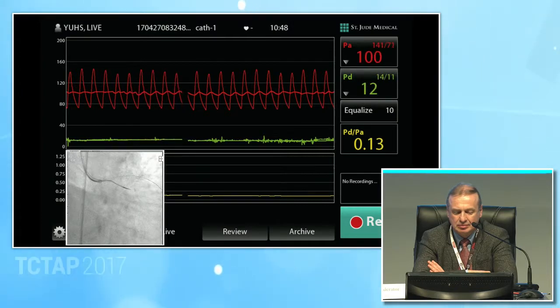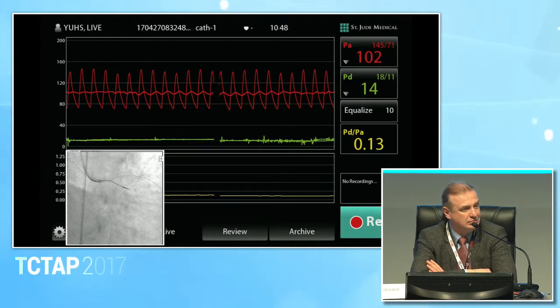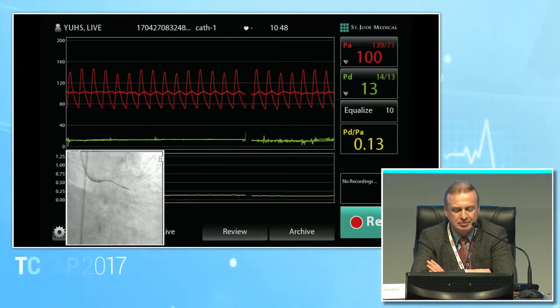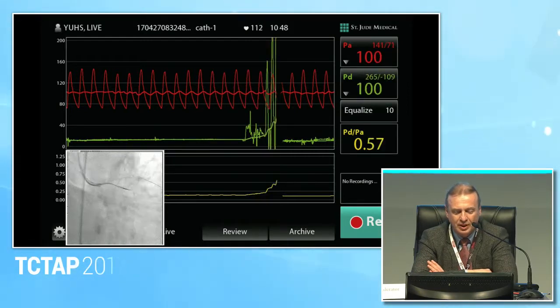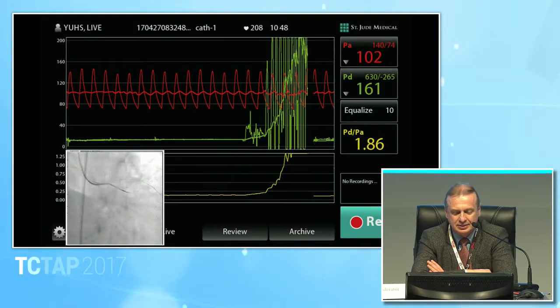What microcatheter are you using to exchange the wire? Okay, this is a Corsair for the delivery of the pressure wire.